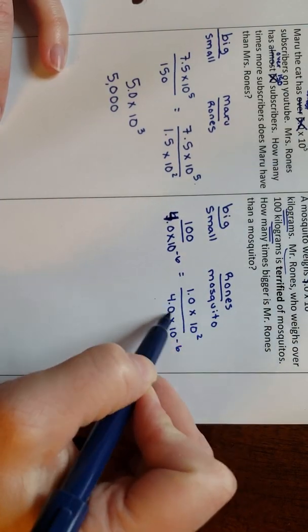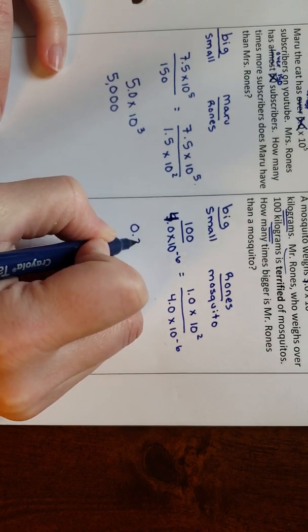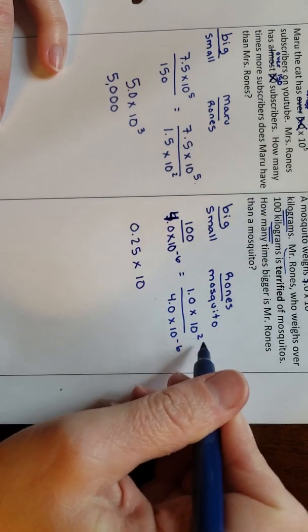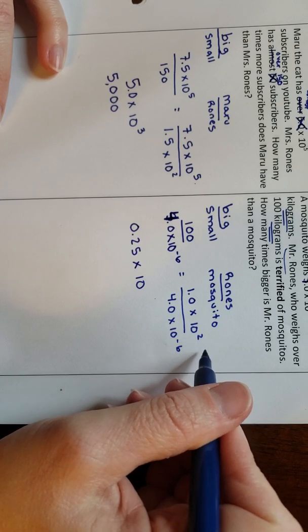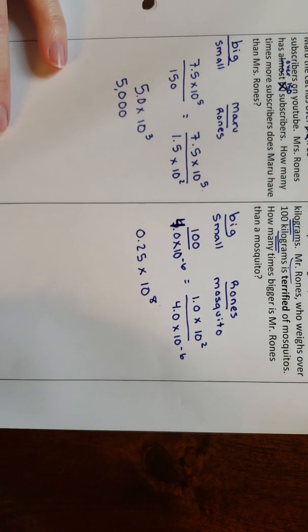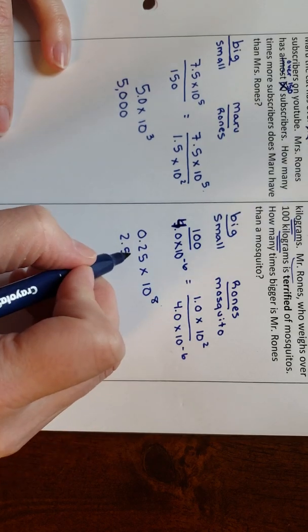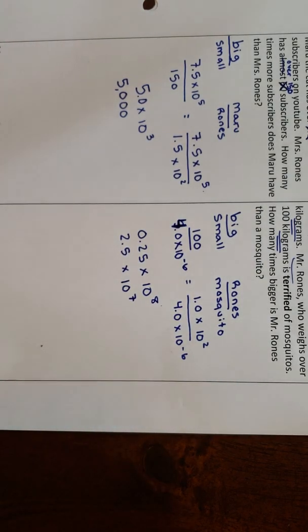Okay, so now we can do 1 over 4. 1 divided by 4, or 1/4 is 0.25 times 10 to the, subtract these, so 2 minus negative 6, or 2 plus 6 is 8. And we can put this in the correct form. 1 digit followed by a decimal. So this side got bigger, so this side gets smaller. There we go. So Mr. Rones is 2.5 times 10 to the 7th power bigger than a mosquito.